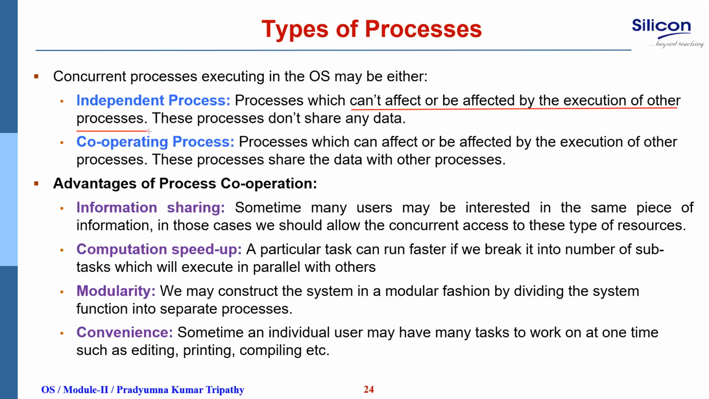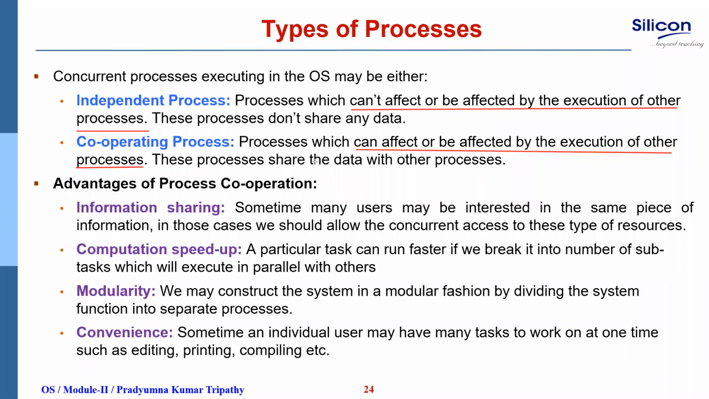Cooperating processes are the processes which can affect or be affected by the execution of the other processes, where there must be some relation between the processes. There might be sharing of some data, then we say cooperating processes.